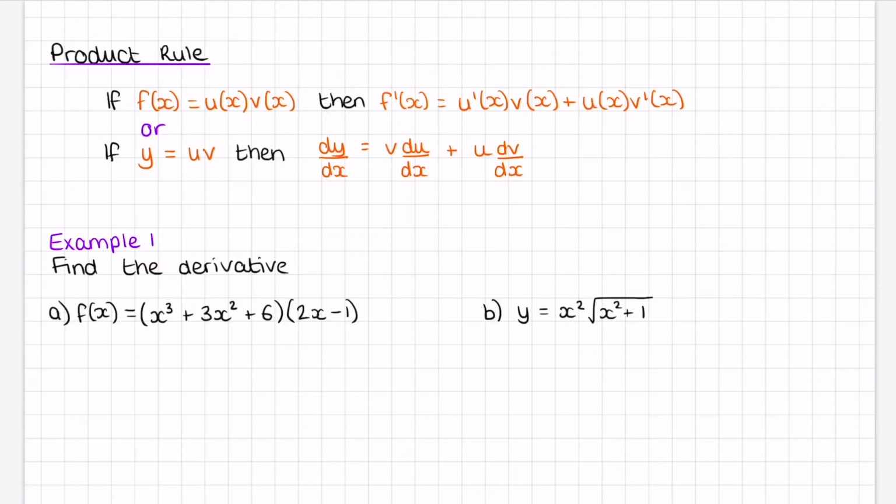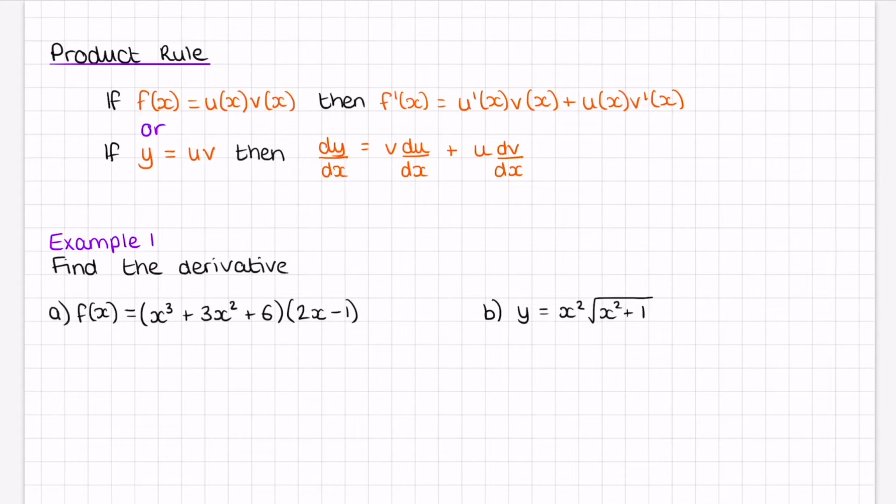So we use the product rule if we have one function times by another function. So if f of x equals u of x times v of x, then the derivative is the derivative of u times by v plus u times by the derivative of v. And another way you can write that is if you have y equals uv, then dy dx equals v times the derivative of u plus u times the derivative of v. Just different ways you can write it.